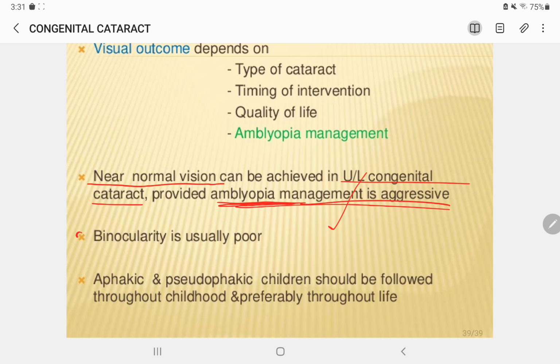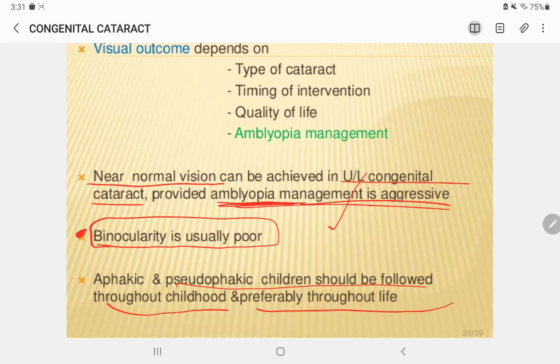And binocularity in congenital cataract is usually poor. Aphakic and pseudophakic children should be followed throughout childhood, and preferably throughout life. So pseudophakia means false lens, and children without any lens congenitally have to go for follow-ups, with frequent visits to the ophthalmologist clinic. So this is the prognosis.